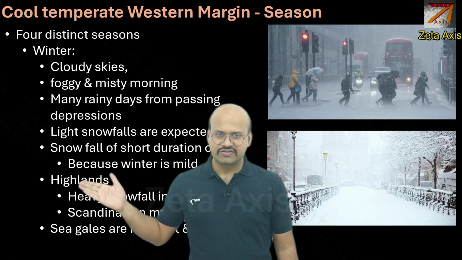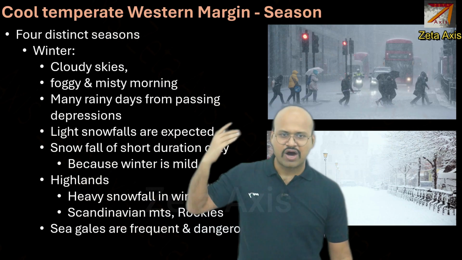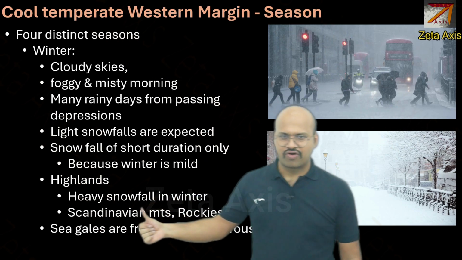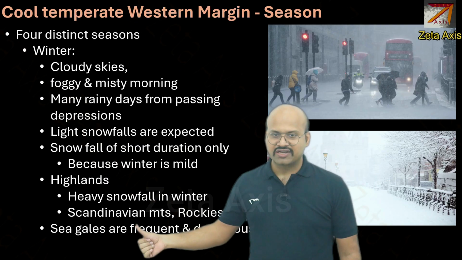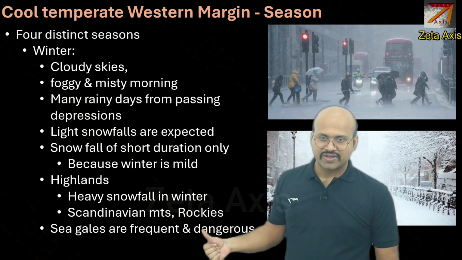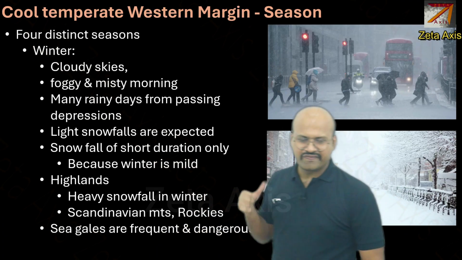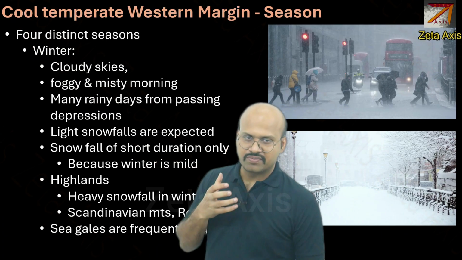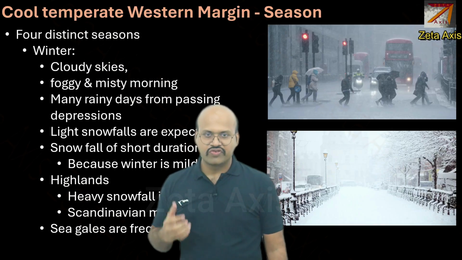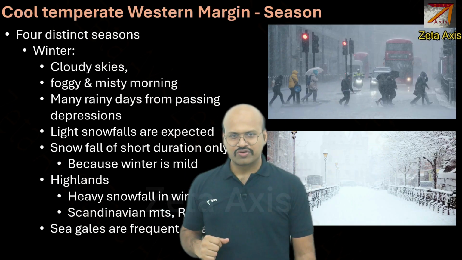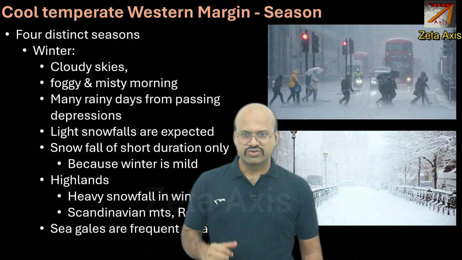In the highlands, that is the regions with higher altitude like mountains or plateaus, heavy snowfall occurs in winter. Scandinavian mountains and Rocky Mountains are examples of this. Sea gales, that is sea winds, are frequent and dangerous. Very fast winds blow over the ocean, which could cause waves to form, and it could be harmful to the ships in the ocean.